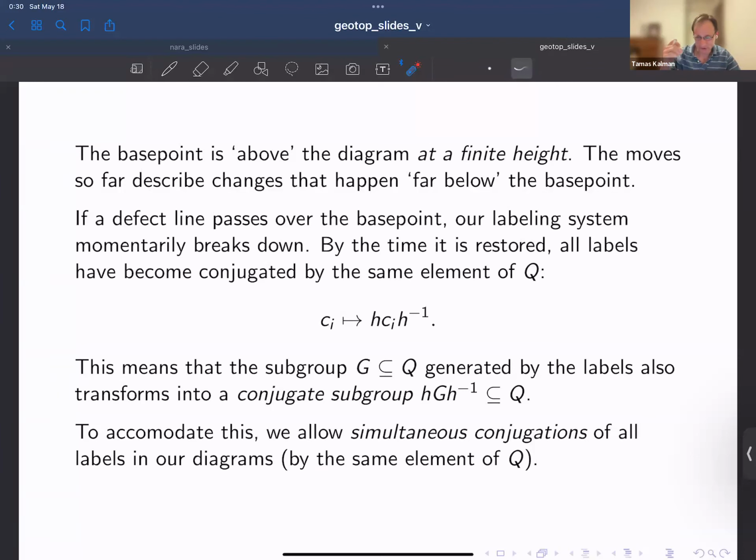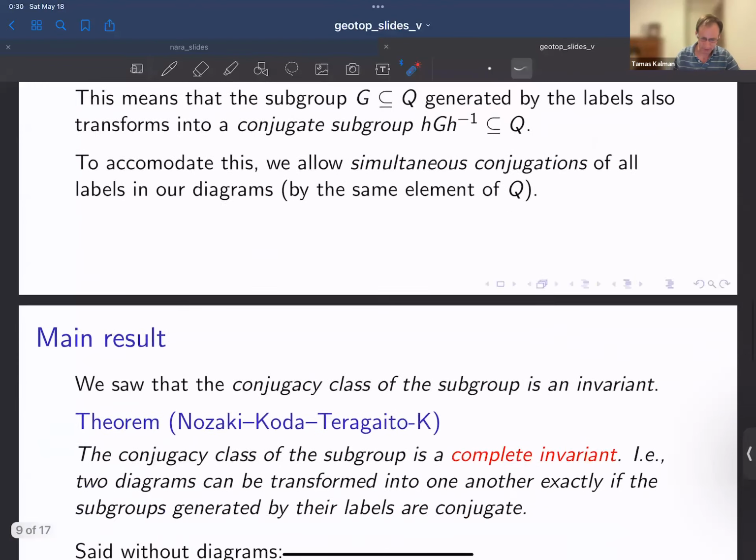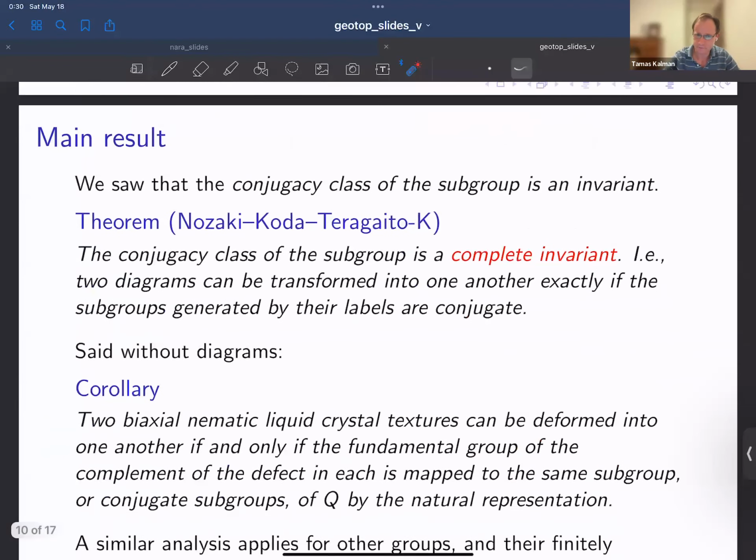What I described is how you can keep track of all the little changes that can happen in your system over time by looking at planar pictures, like projections of the defect configuration. All right, so I'm already at 30 minutes, but maybe I should stop for questions here before I go to state my main result.